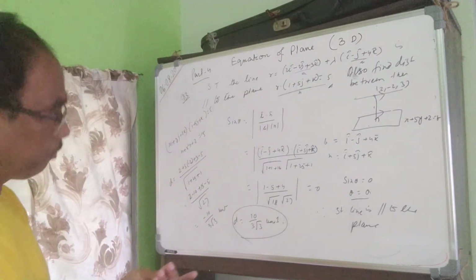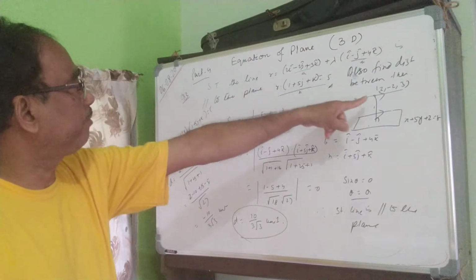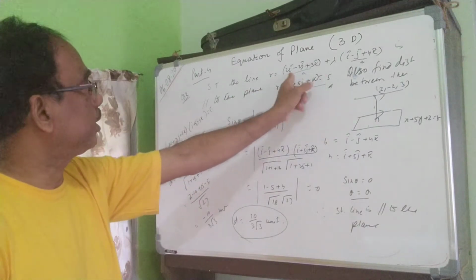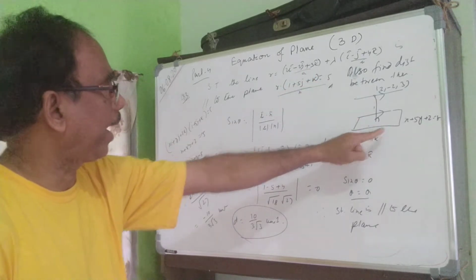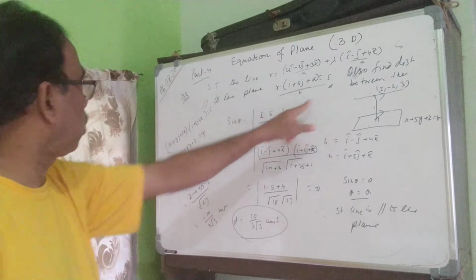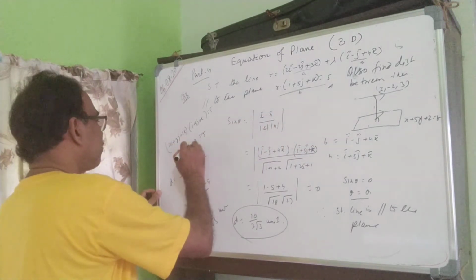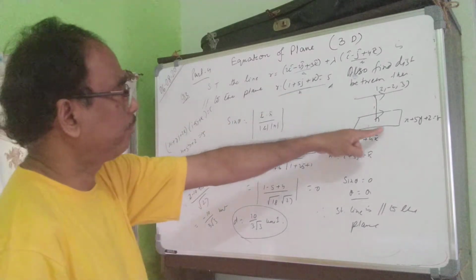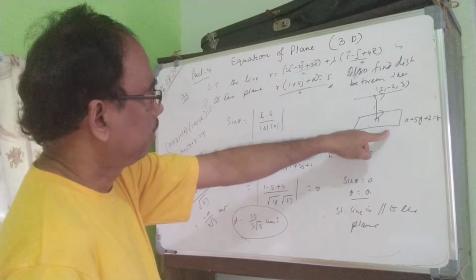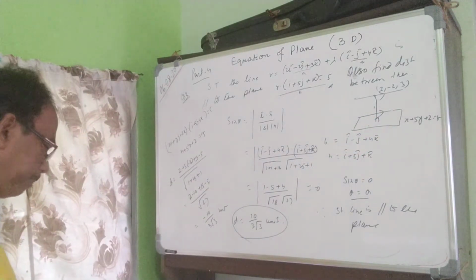So we can find it easily if we convert the vector equation to Cartesian form. Here the point is (2, minus 2, 3) on the straight line, and the plane's vector equation is converted to Cartesian form, x plus 5y plus z equals 5. Then from this point to the plane, we get the perpendicular distance.